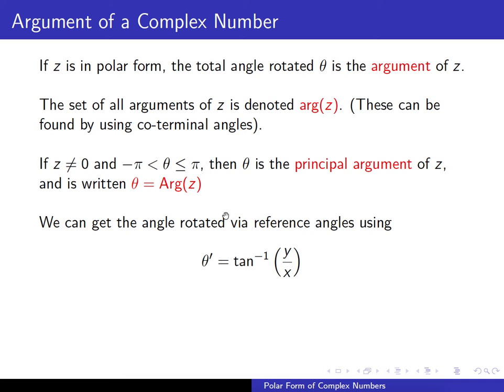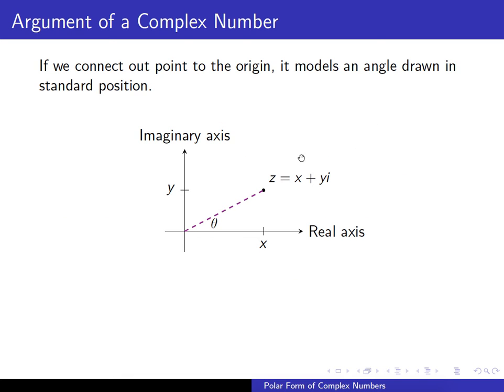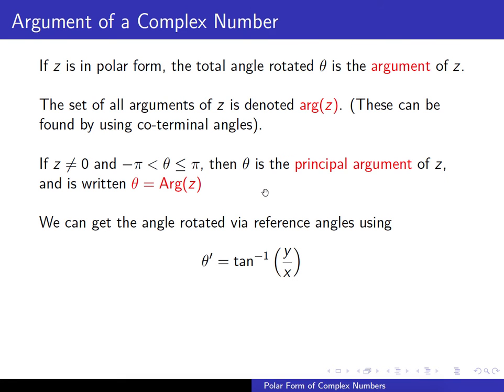So the set of all possible arguments for z is denoted arg z with a lowercase a, and these could be found by using coterminal angles. As we rotate another 360 degrees or 2 pi radians in any direction, both forwards and backwards, we get the exact same point through coterminal angles. So the set of all those arguments, all those possible angles, is arg z, where arg is lowercase.